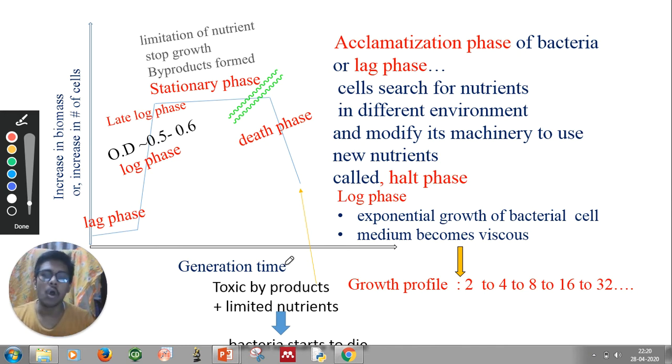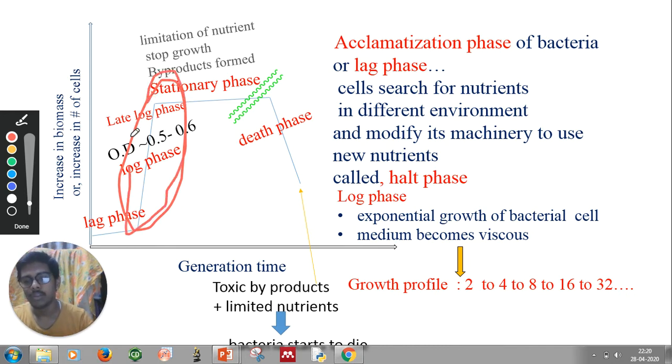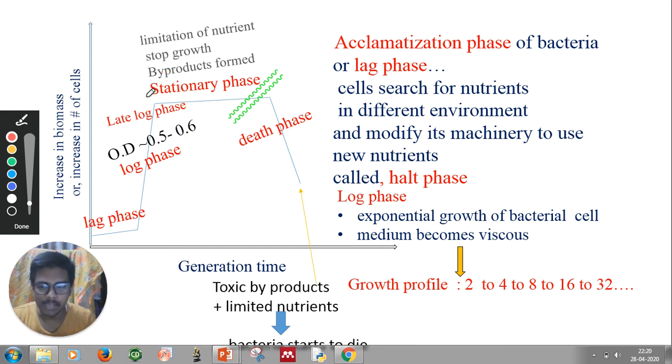The next step is the log phase. As the name suggests, log phase is exponential growth of the bacterial cells, and you can also see in the graph a sharp growth of the number of cells or biomass. You can understand from the figure that the y-axis is the increase in biomass or increase in number of cells, and the x-axis is generation time, that is, over time how much biomass or number of cells is increased. So this is called the log phase.